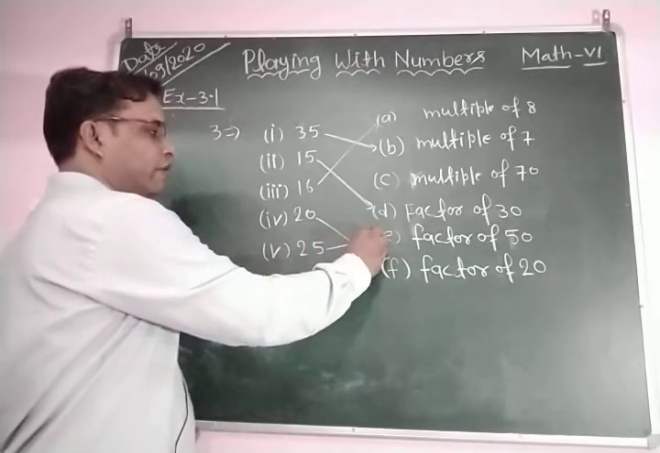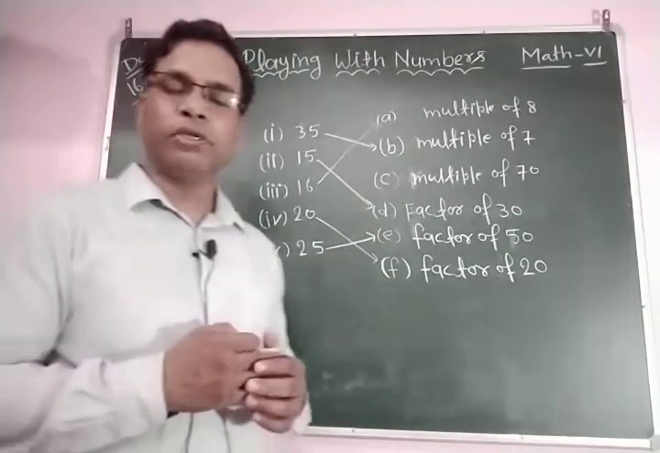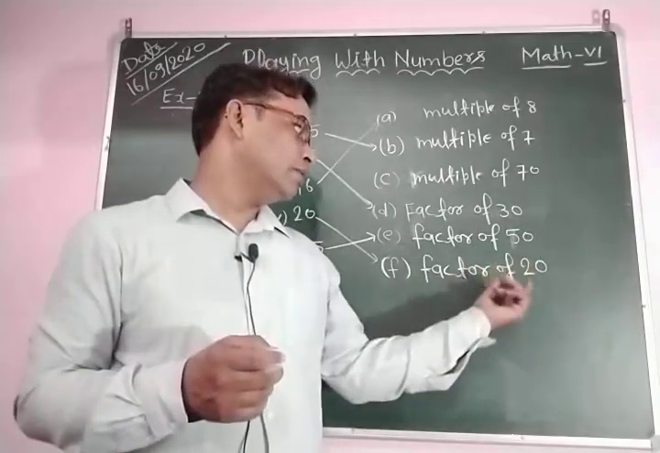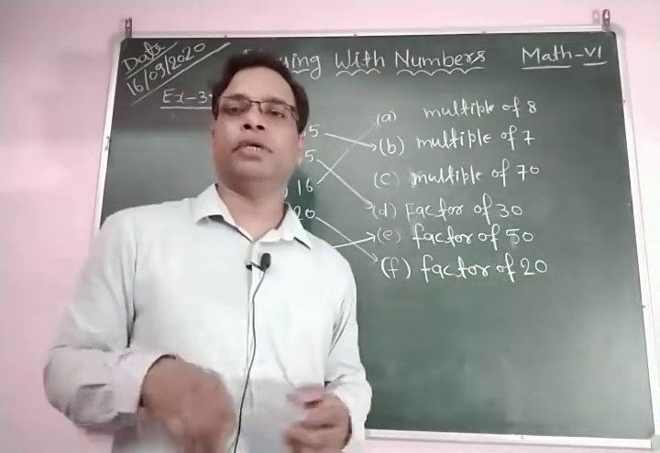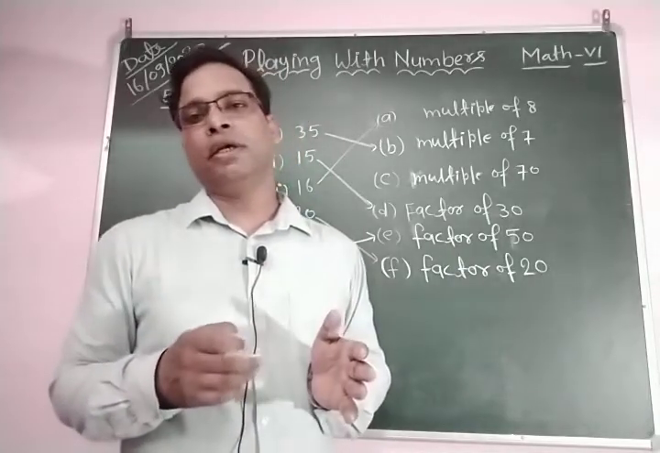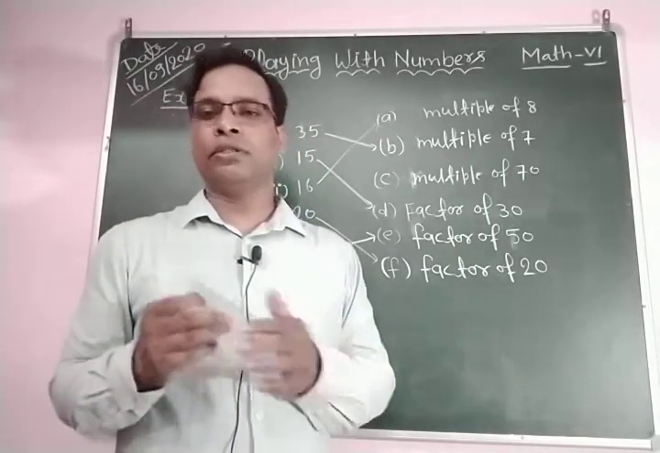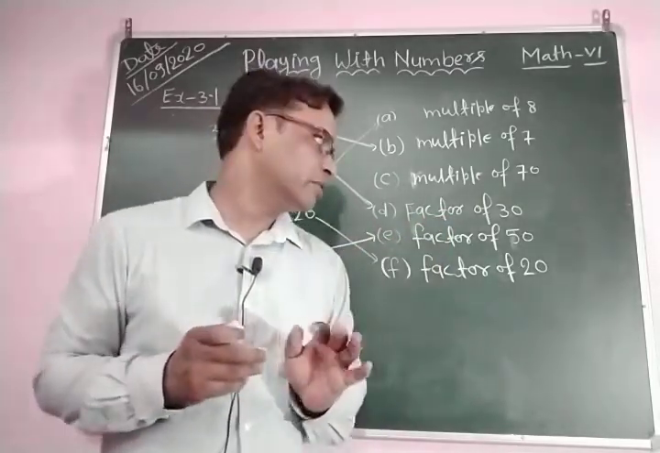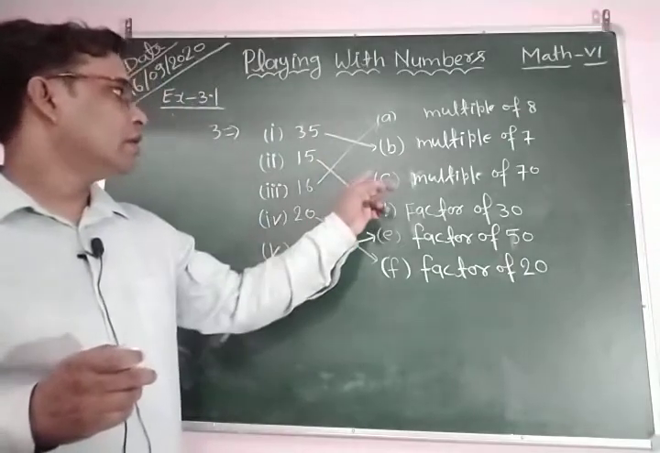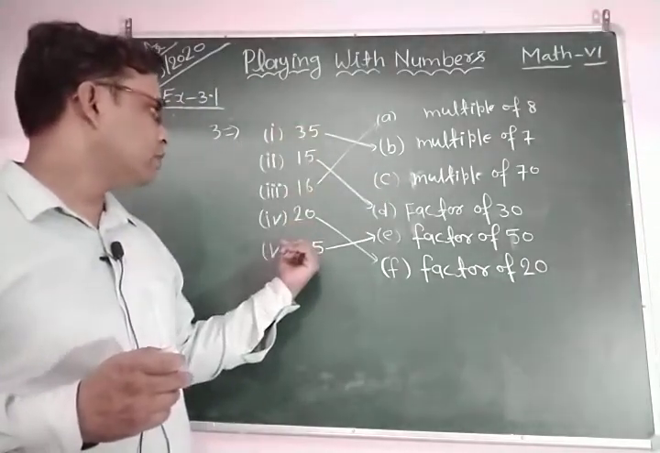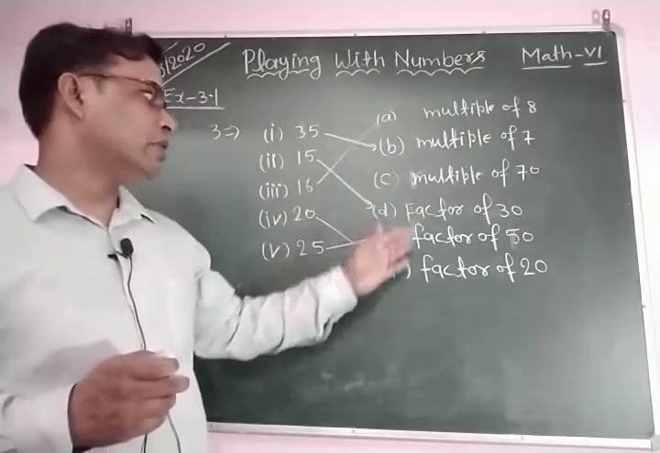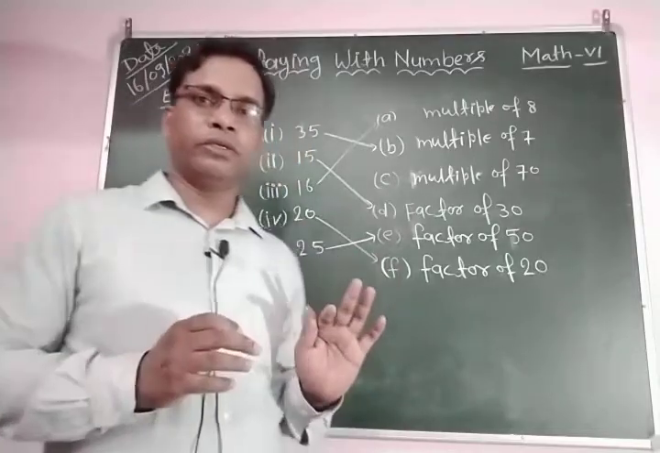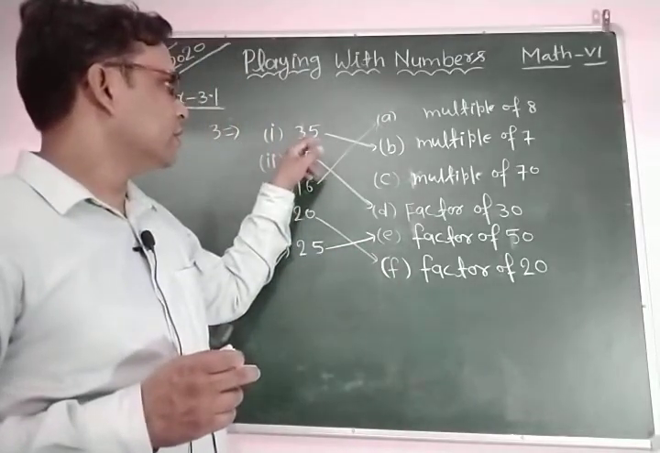How can you find factors? All those numbers which divide 50 are factors of 50. All those numbers which divide 20 are factors of 20. All those numbers which divide any number are factors of the given natural number or any number. Here you can see in the first column we have only 5 items, but in the second column we have 6 items. So one item is left, multiple of 20.